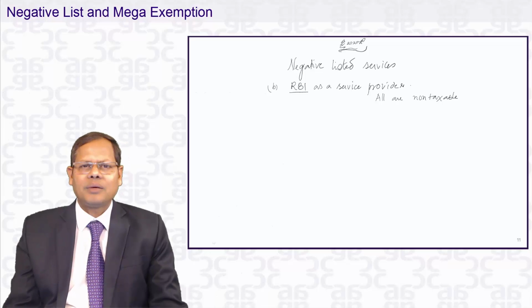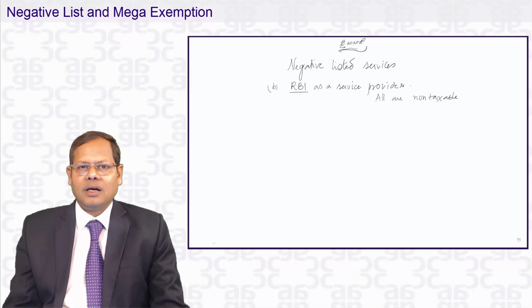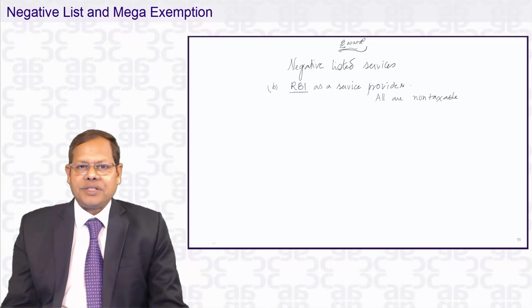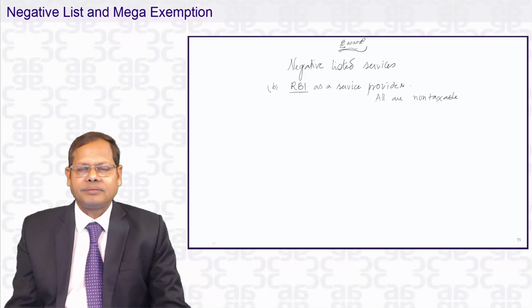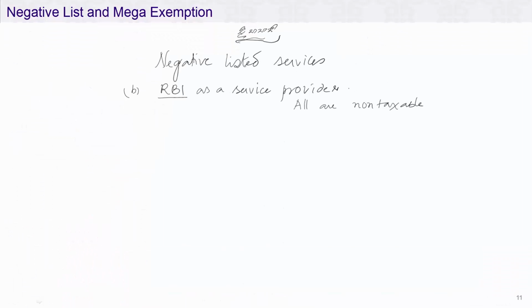Okay? So obviously RBI doesn't have to get registered. And RBI has been specifically mentioned here for two reasons. One reason is it is not government actually. It's a body corporate, a separate entity. And number two, all services of RBI, they want to put under the negative list. Because they wanted to put it under the negative list, they kept it as a separate entry. Right? But what about services received by RBI, as service receiver?